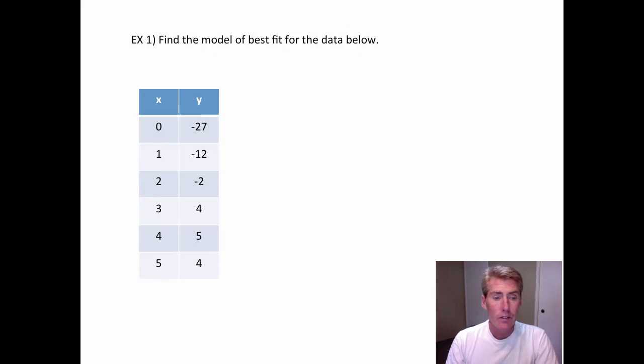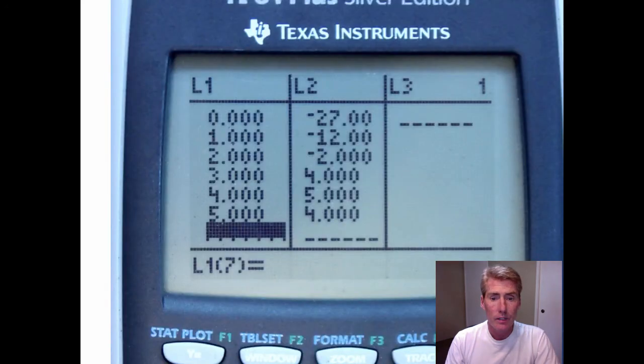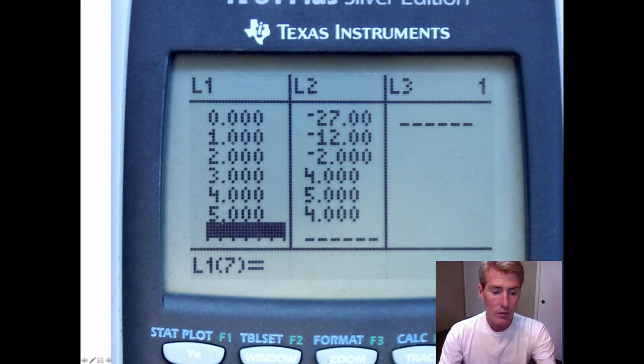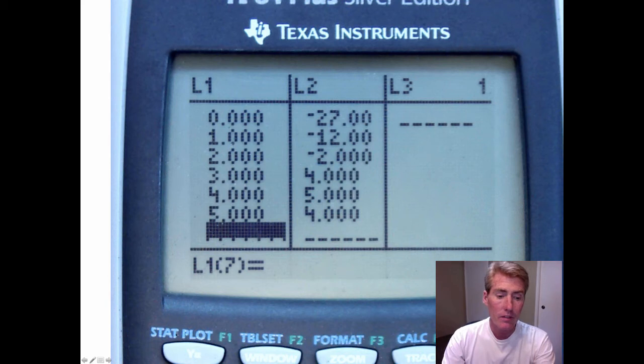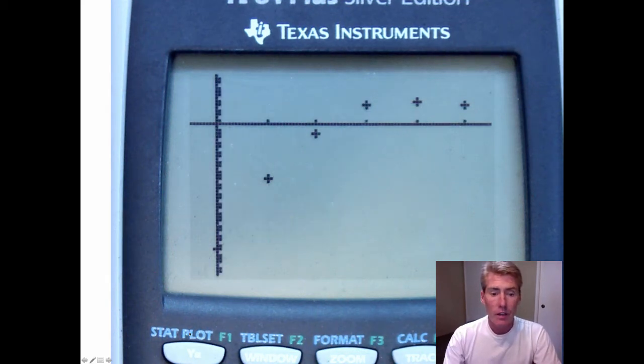So here is an example. We put the x's in list 1, the y's in list 2. Ta-da, that was quick. And then what I would do is go right here to stat plot and set up the scatter plot. And if you take a look at this, there's one plus sign right here, so one data point. Then it goes up, and then it starts to come back down. So that is the parabola shape.